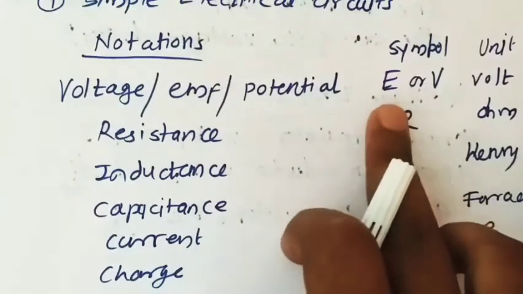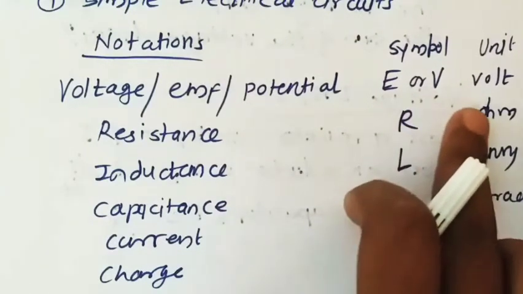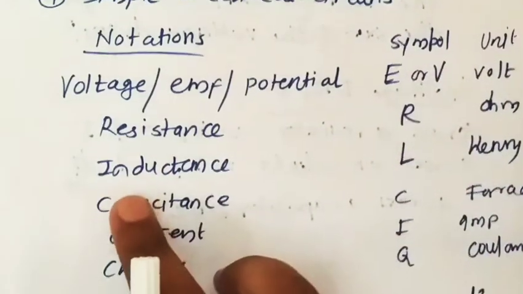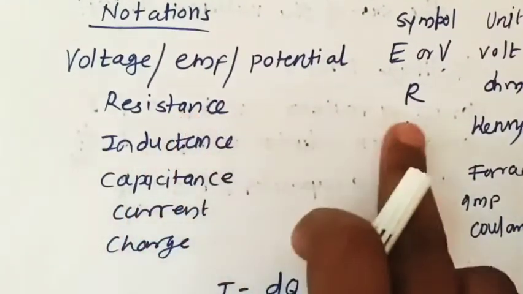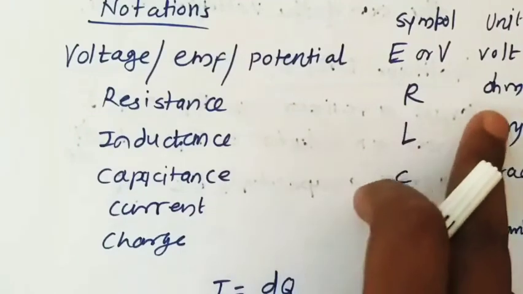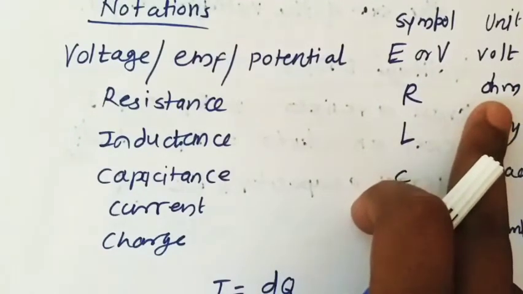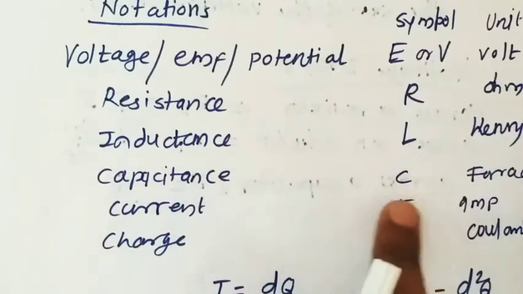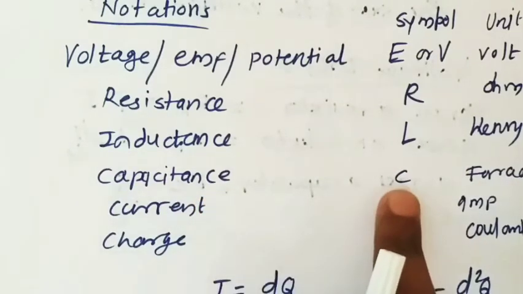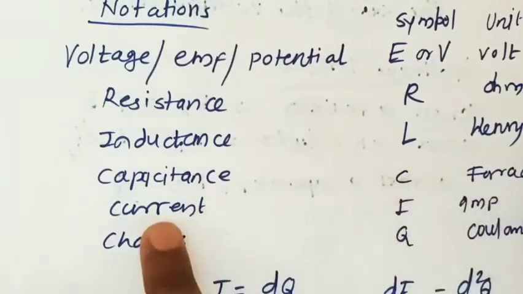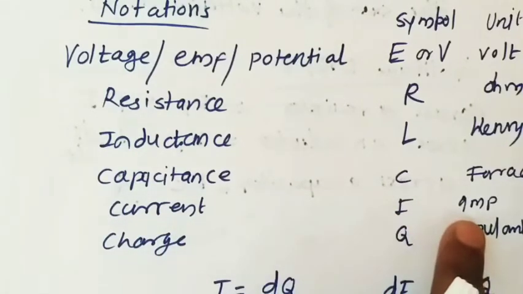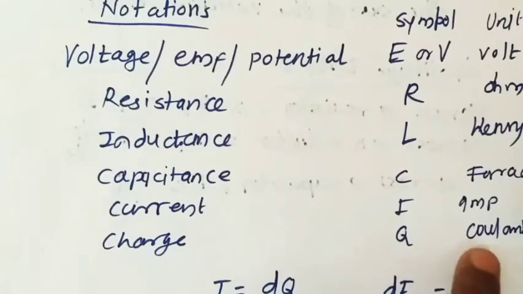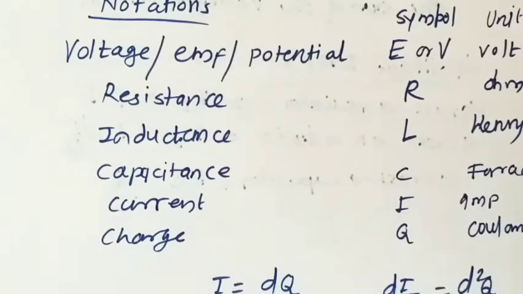They are denoted by capital E or V, and the unit for voltage is volt. Resistance is denoted by capital R in problems, and the unit is ohm. Inductance is denoted by capital L, and the unit for inductance is Henry. Capacitance is denoted by capital C, and the unit is farad. Current is denoted by capital I, and the unit is ampere. Charge is denoted by capital Q, and the unit is coulomb.